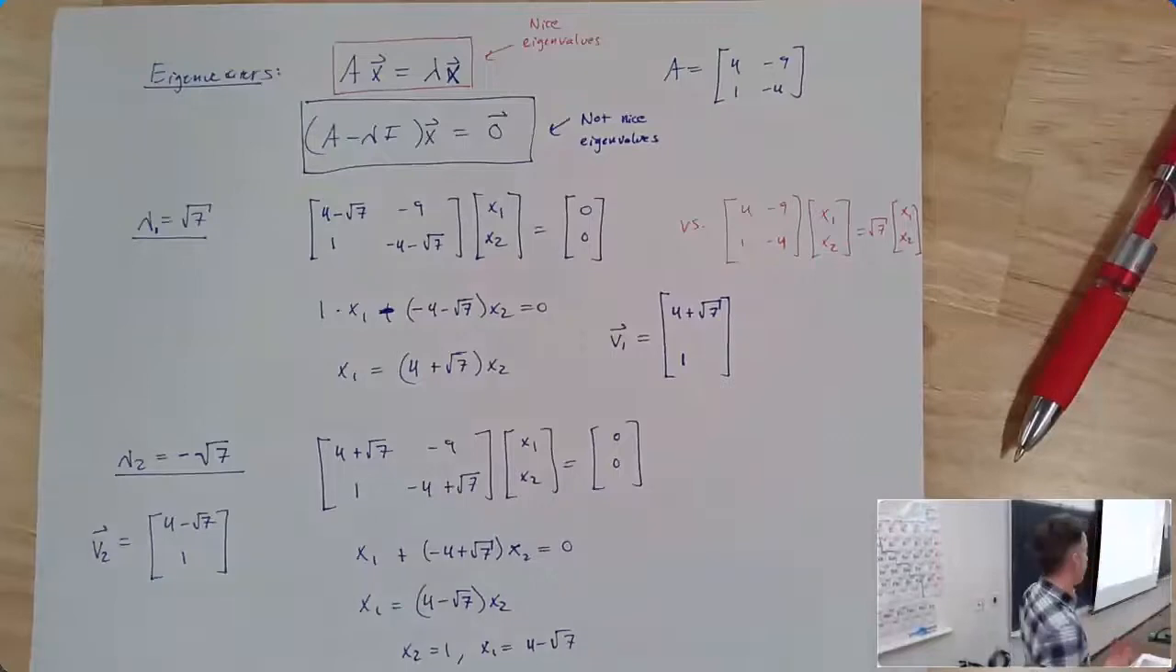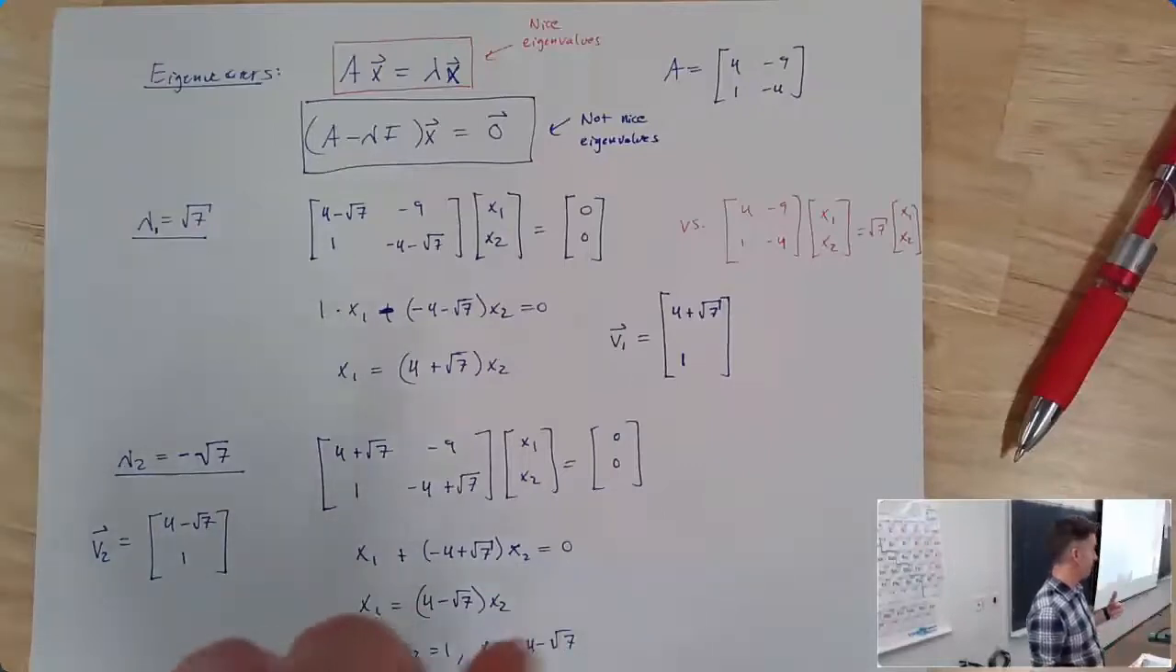So if you have eigenvalues that are not complex, just regular conjugates like this, once you get one eigenvector, you automatically have the corresponding eigenvector for the other eigenvalue. It's great. So now we can write our general solution, because we have the eigenvalues and the eigenvectors.